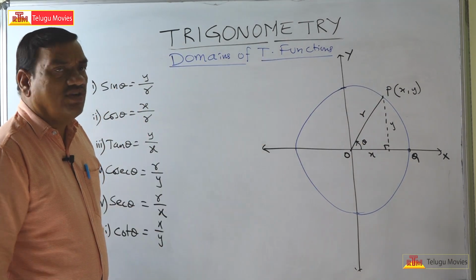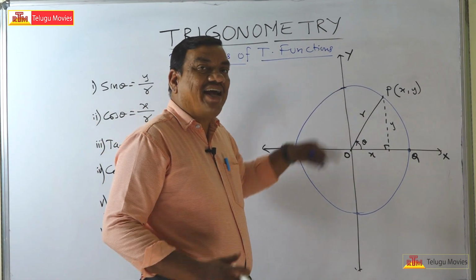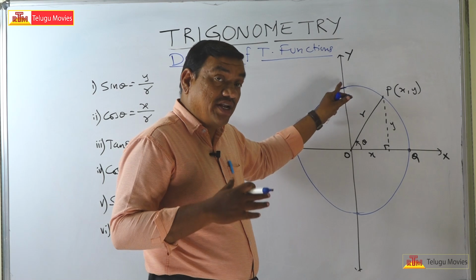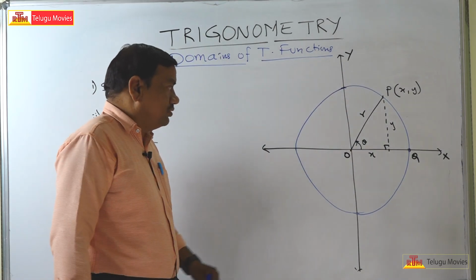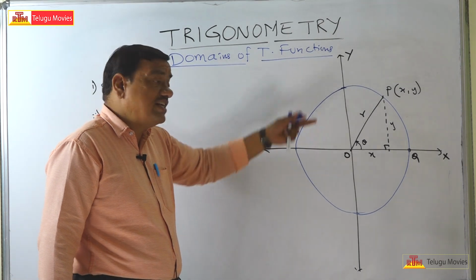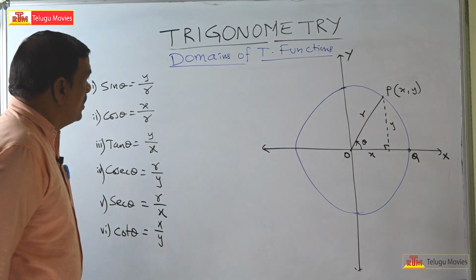If P is in the first quadrant, both x and y are positive. If it comes here, x is 0, y is positive. If it comes in the second quadrant, x is negative, y is positive. Like that, it will be rotated.